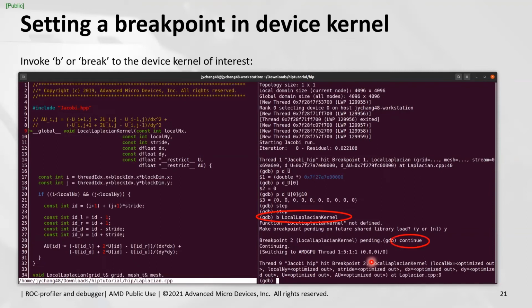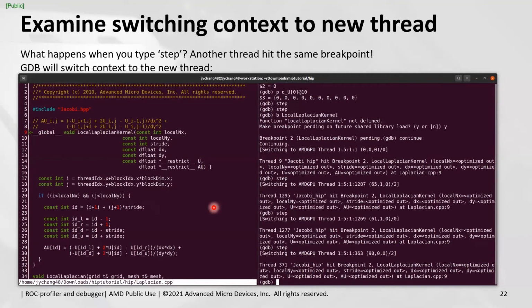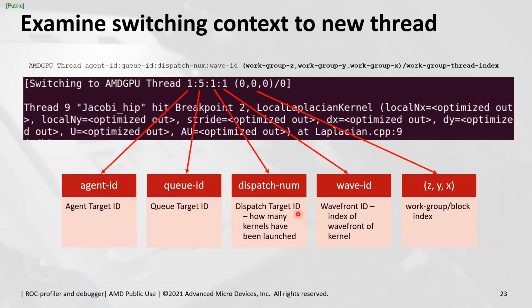And I say, yeah, keep continuing. Once you do that, it goes through and continues, and then another thread hits that particular breakpoint. Now, when that happens, you can see that if you keep stepping through, different threads are going to keep hitting that same breakpoint again and again, and GDB will switch context to those new threads every time you hit step.